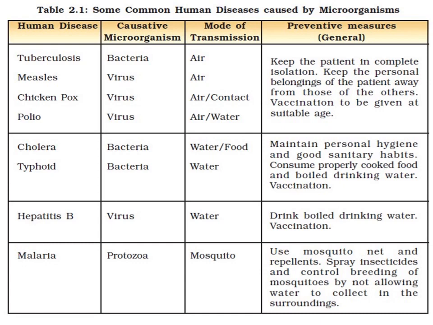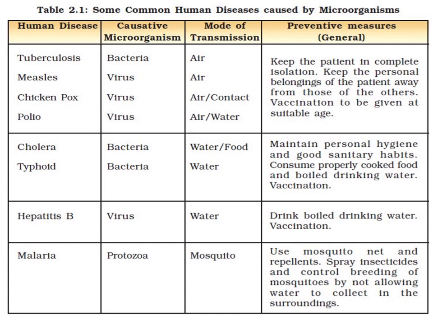Next is cholera. Cholera and typhoid are both from bacteria. Mode of transmission is water or food. Okay. Then what is the preventive measure? Maintain personal hygiene and good sanitary habits. Sanitary means cleaning habits. Consume properly cooked food and boiled drinking water, and get the vaccination.